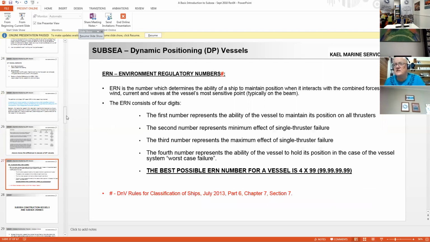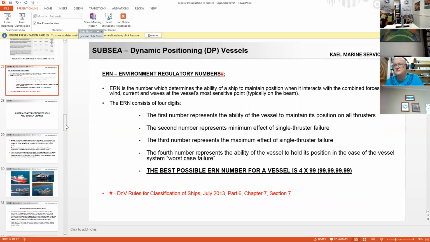The vessel also has ERNs, environmental regularity numbers. It used to be 3, there are now 4. So the ERN is a number which determines the ability of a ship to maintain position when it interacts with the combined forces of wind, current, and waves at the vessel's most sensitive point, typically on the beam. The ERN consists of 4 digits.